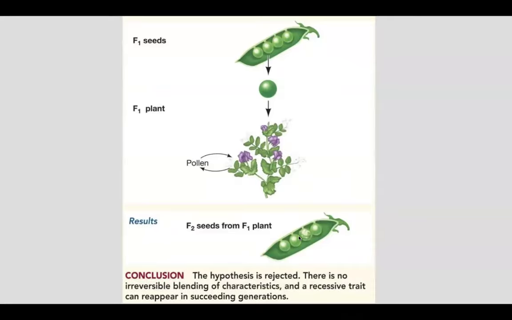So in this case, the hypothesis is rejected. There isn't any irreversible blending of characteristics, and recessive traits can reappear in succeeding generations. The F1 generation will always be round. However, because they're all heterozygous, there is a chance for the recessive trait to showcase in the F2 generation.